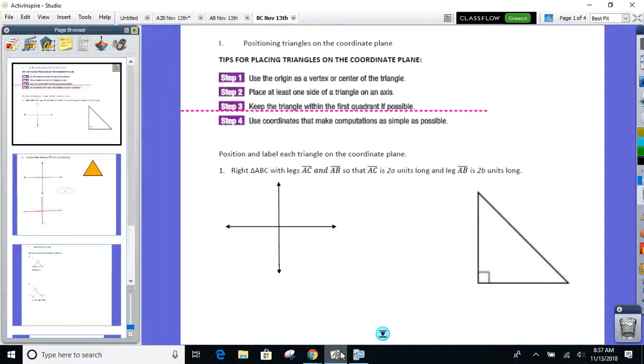Here's what I want to do with you today. On Friday, we put two triangles on a graph and asked, are they rigid motions, which means one was congruent to the other, and they were by side, side, side. Here's what I want to do today.